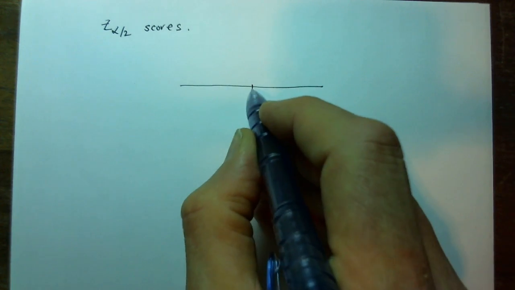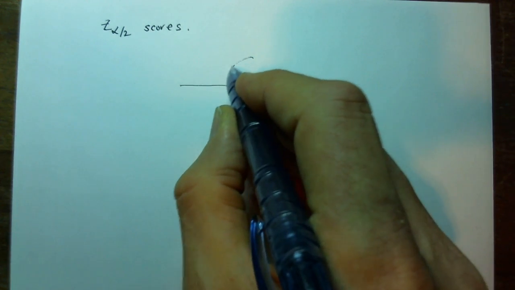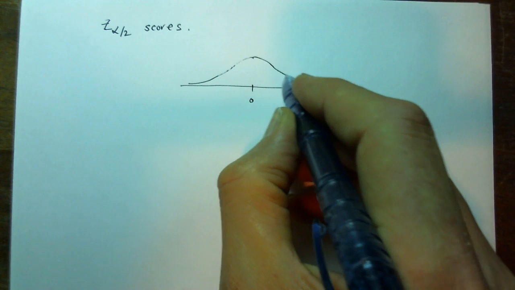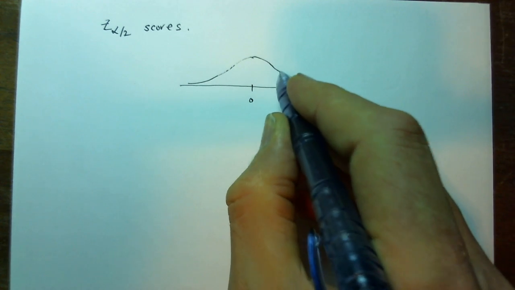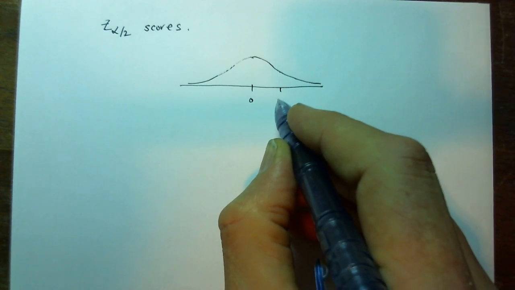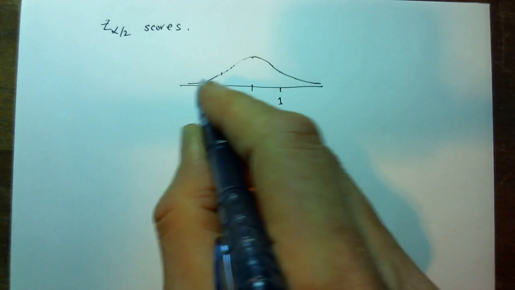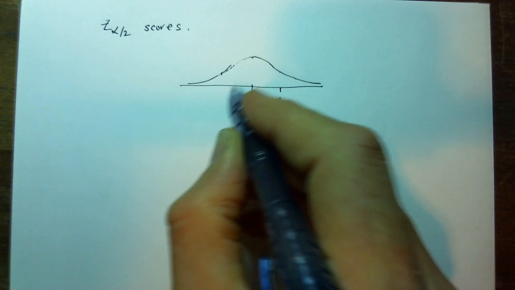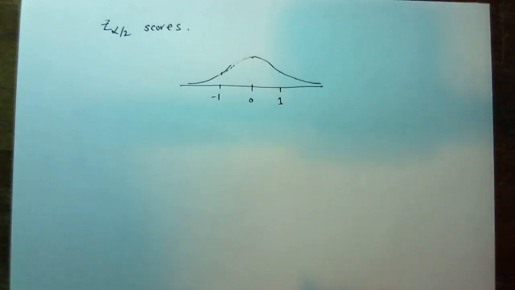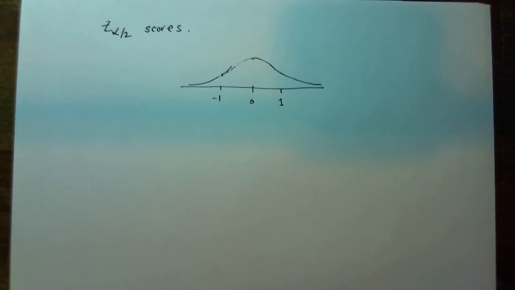Here's a little video about finding z alpha over 2 scores. First of all, this is what a z alpha over 2 is. If you remember, the standard normal is always centered at 0 and has a standard deviation of 1. So right where that changes from smiley face to frowny face, that's 1 above, and right where that changes from smiley face to frowny face this way, that's 1 below. So that is the standard normal.